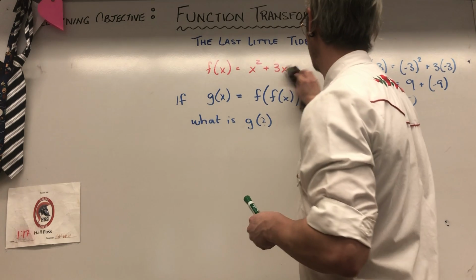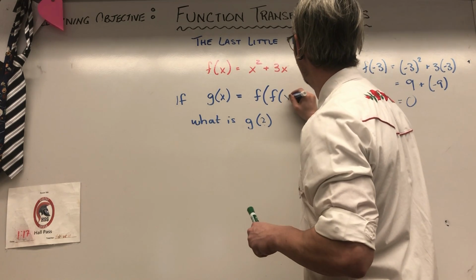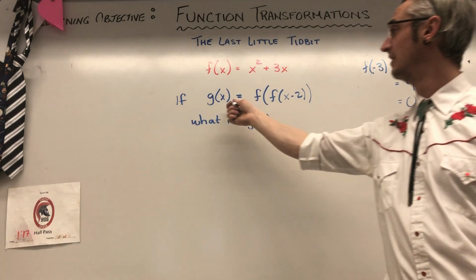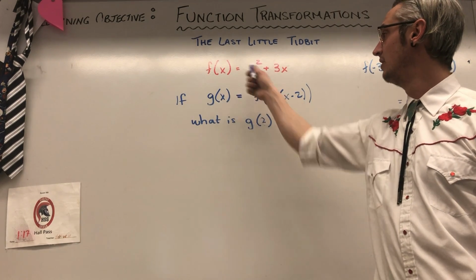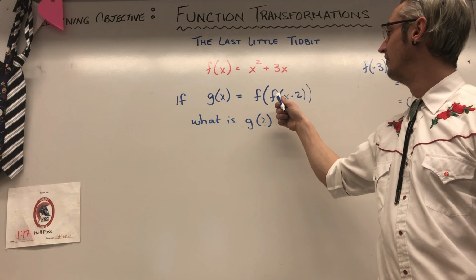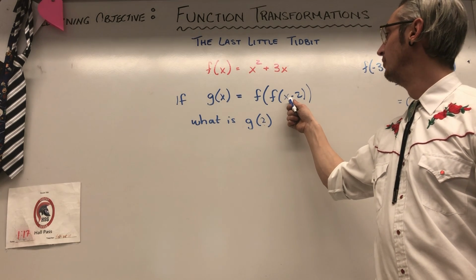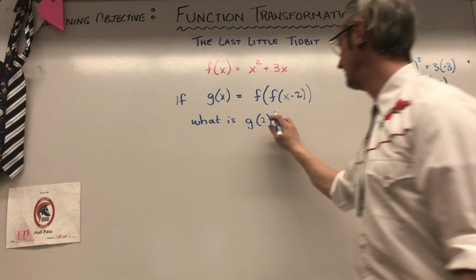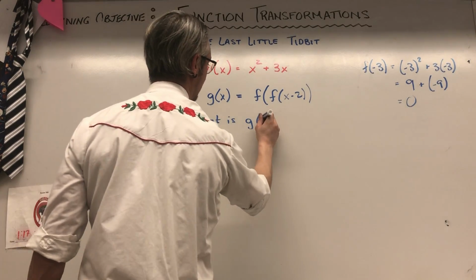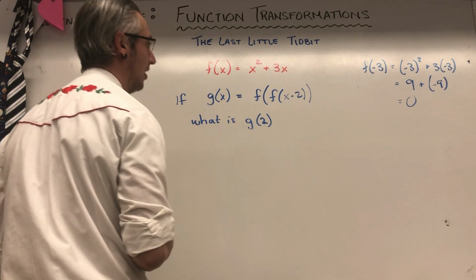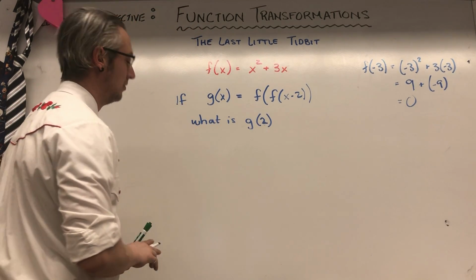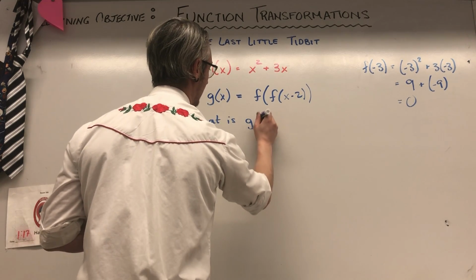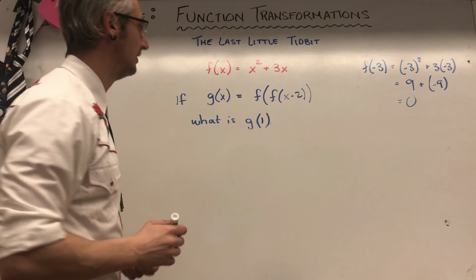I could even do something like this. We're actually going to use f of x minus 2, okay? So g of x is equal to this function with an input of the same function with an input of x minus 2. So I'm going to just work my way out. Let's use the same input here of 2. Actually, we'll use an input of 1. So my input now, my x is 1.